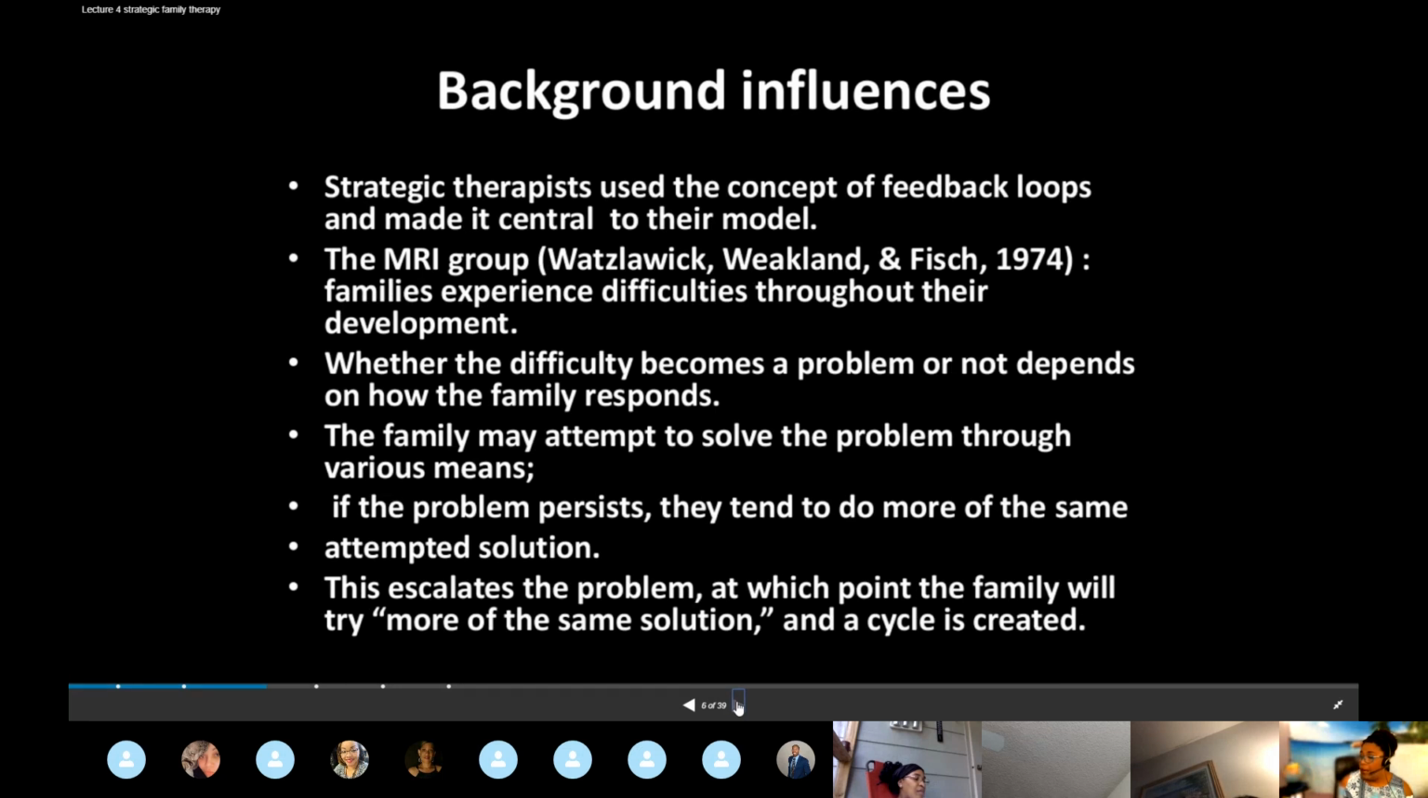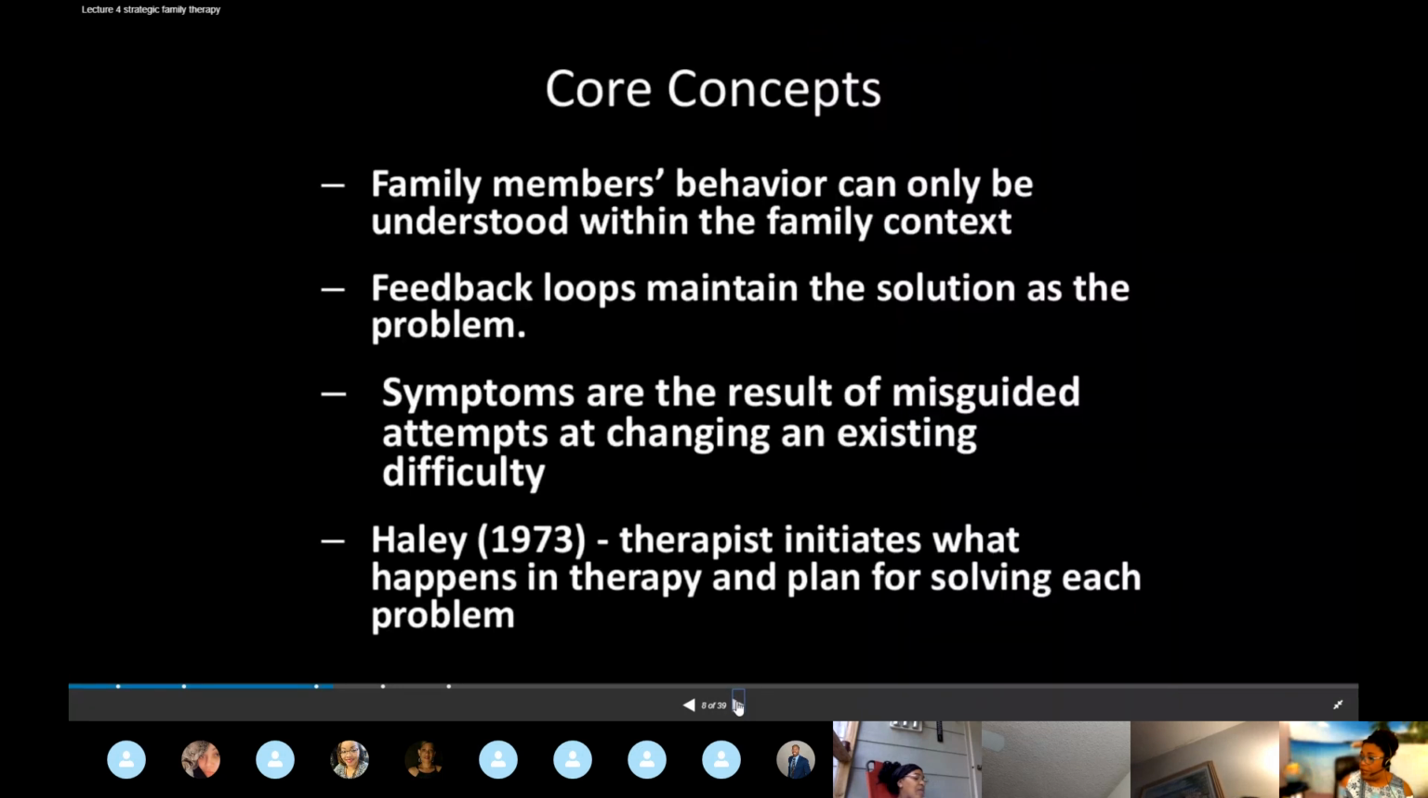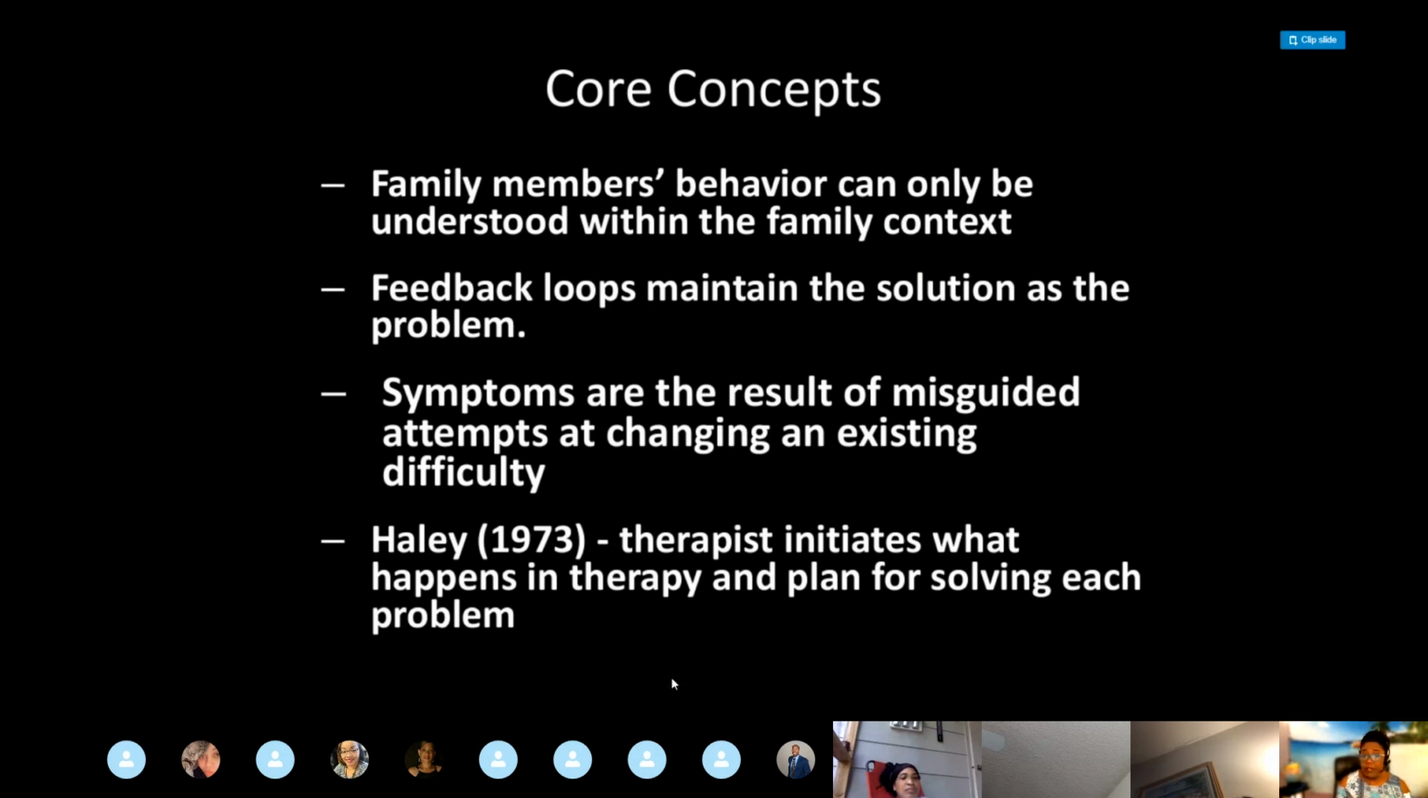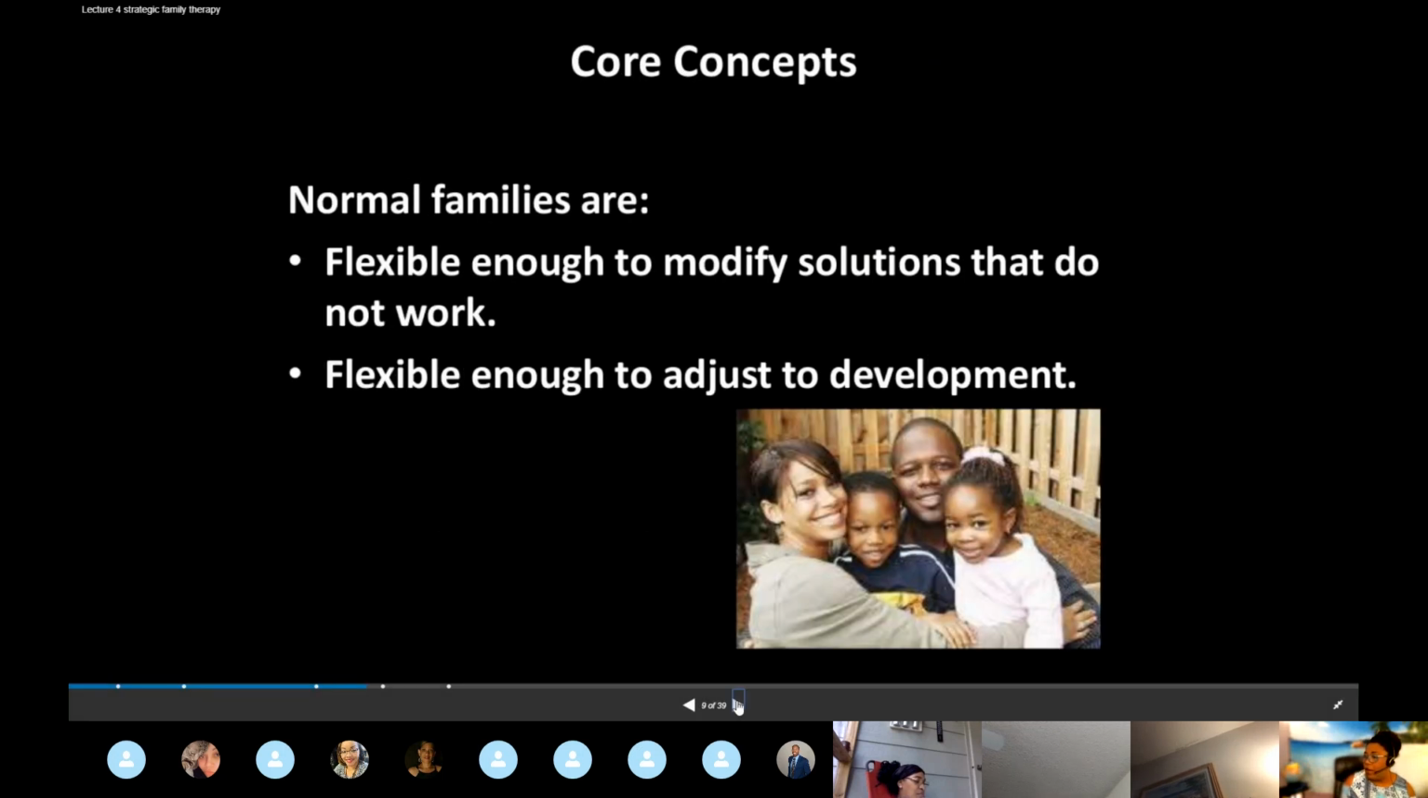Okay, let's see anything else about my strategic. Symptoms are the results of misguided attempts at changing an existing difficulty. So the family keeps trying to make changes and they can't get there. With this one, you're not joining, though. You're working with whatever the current issue is in the family.